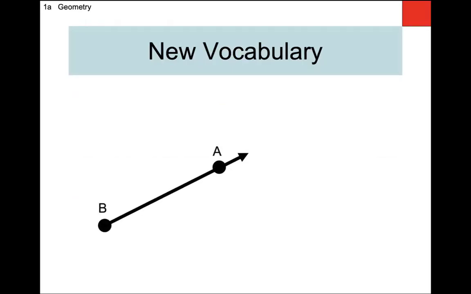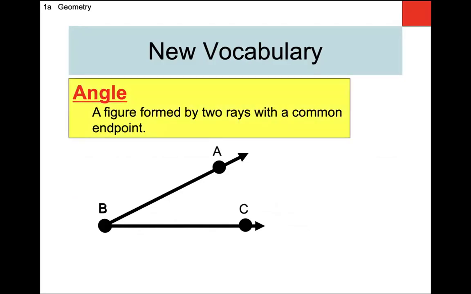An angle starts with not one ray, but actually with two rays. If you take two rays and push them together so that their endpoints overlap, just like that, you get an angle. Which is why the definition of an angle is a figure or shape formed by two rays that share a common endpoint. And that's what an angle is. If that didn't really sink in, rewind, play that again.